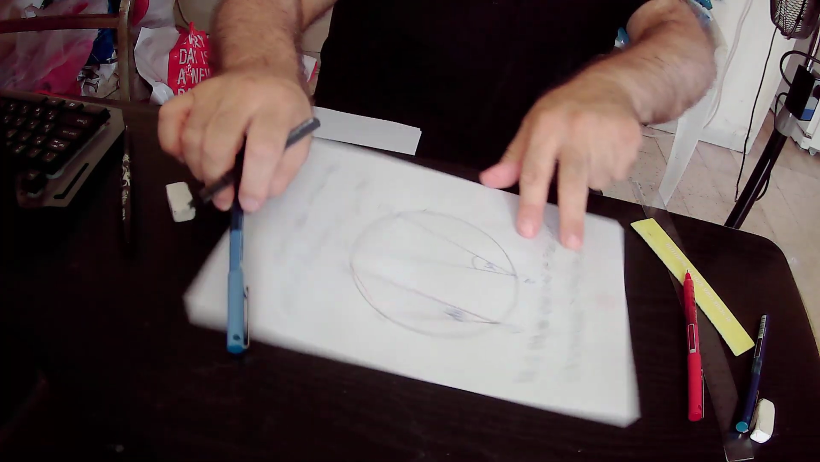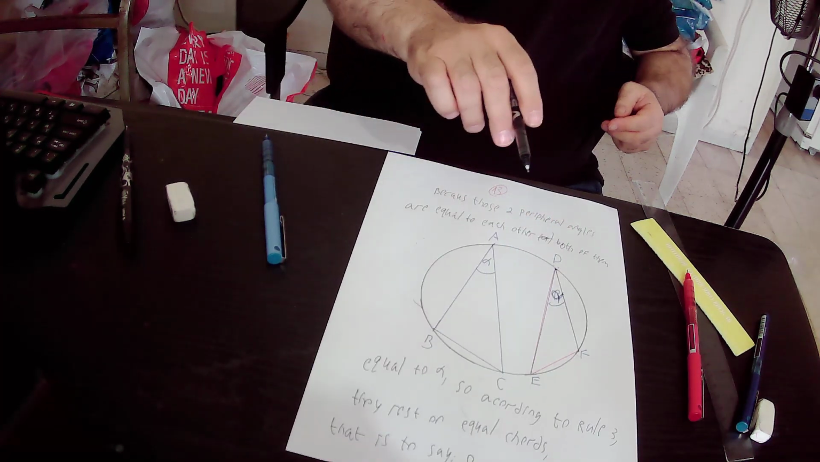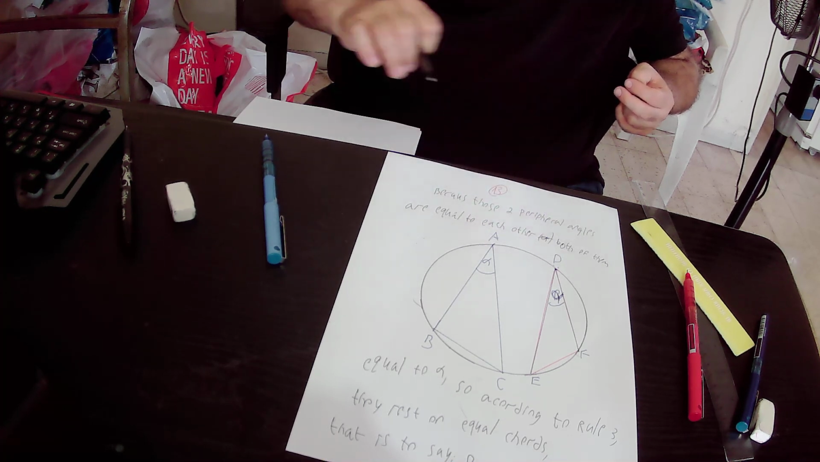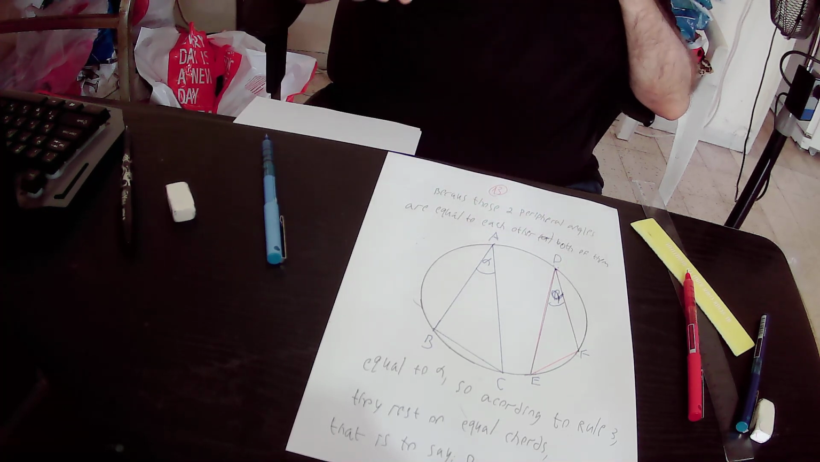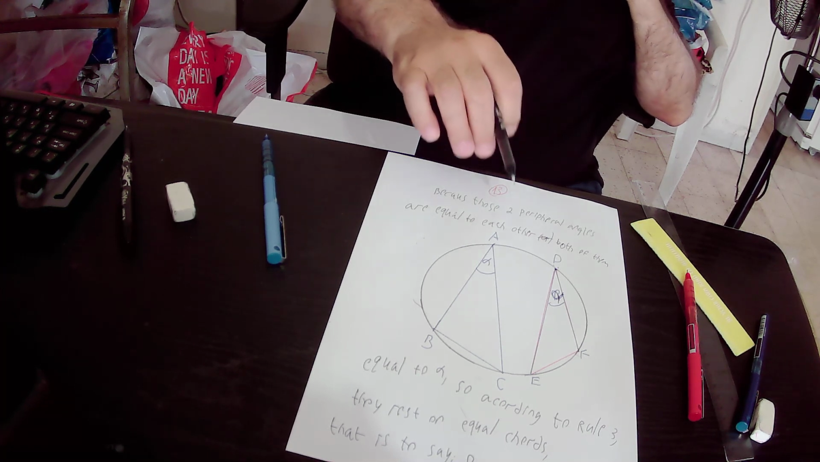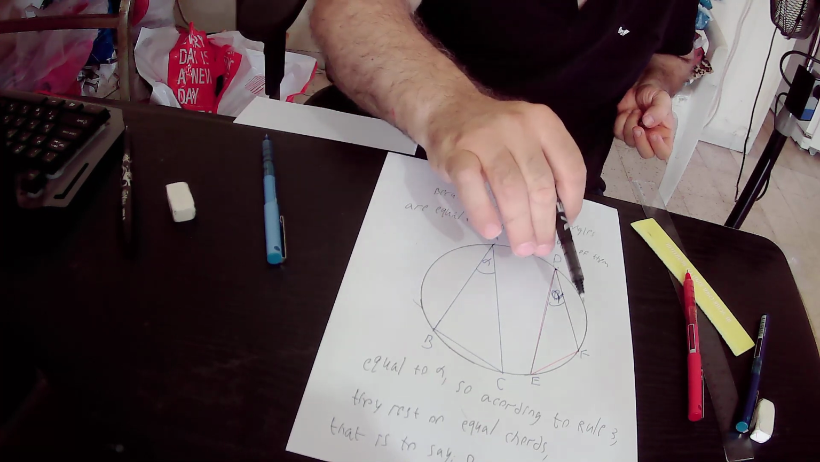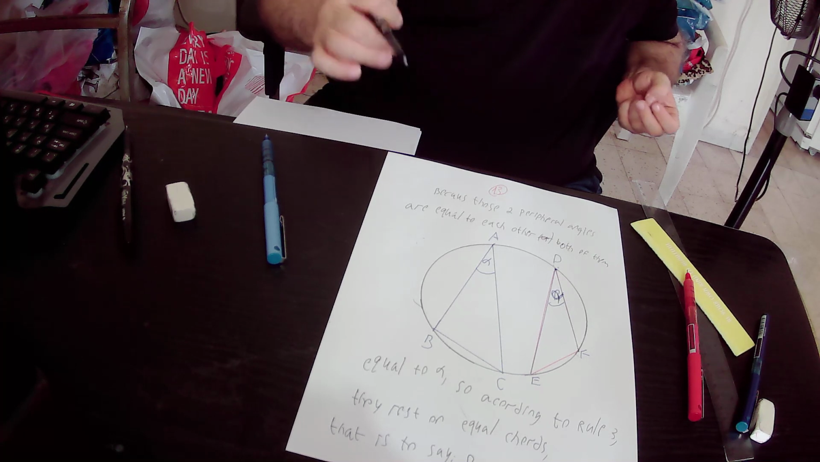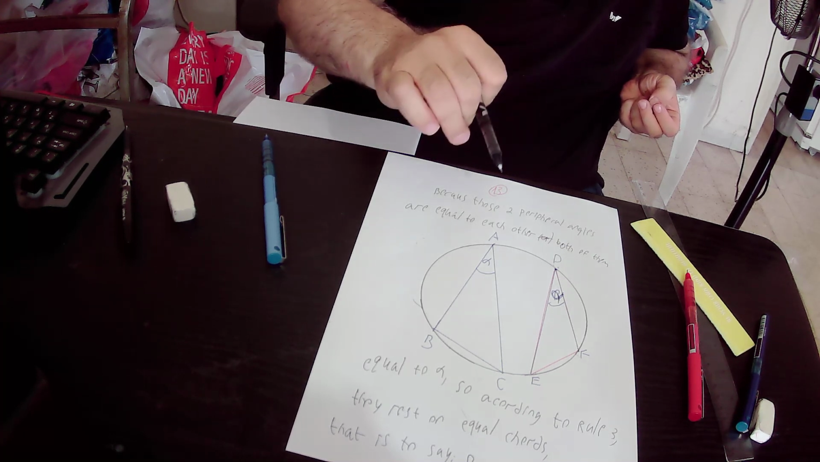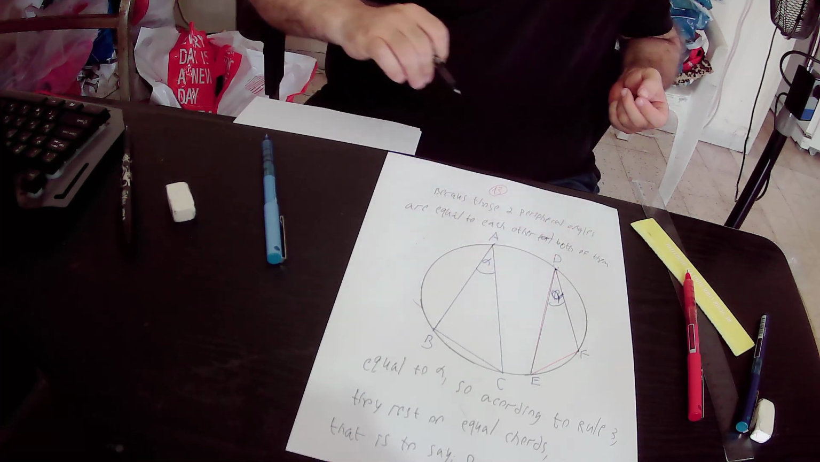So I will explain again. Because those two peripheral angles are equal to each other, they also rest on equal chords. The blue angle alpha rests on chord BC and the red angle alpha rests on chord EF. According to rule number 3, they rest on equal chords. So BC equals EF. Okay?